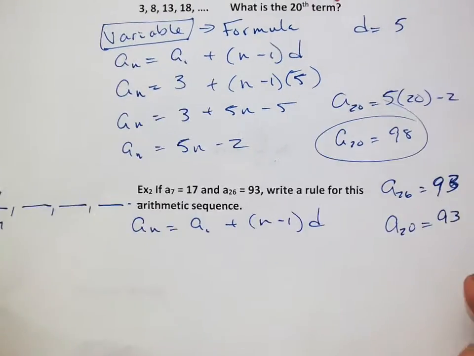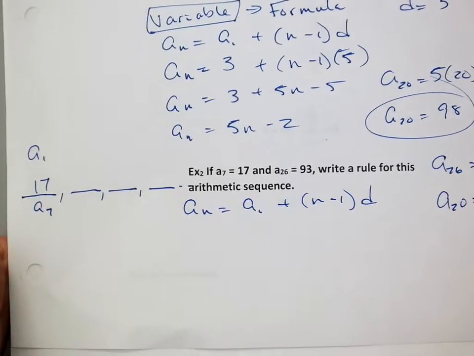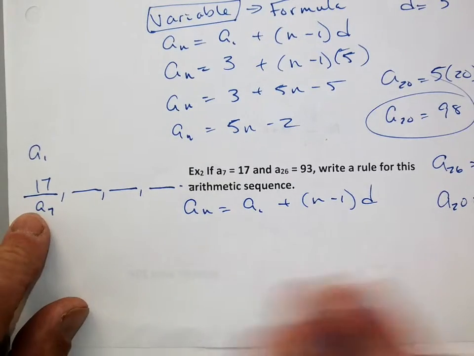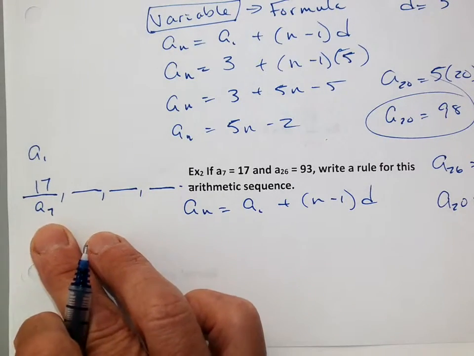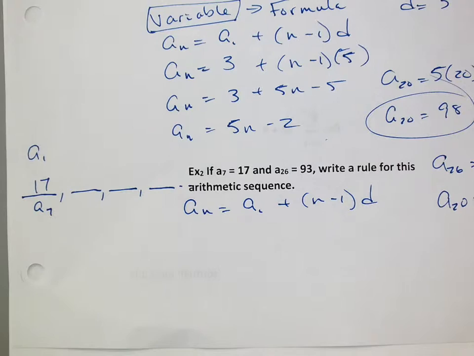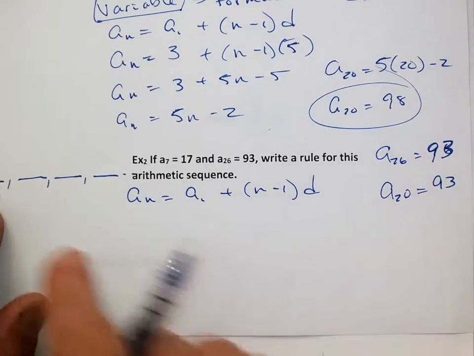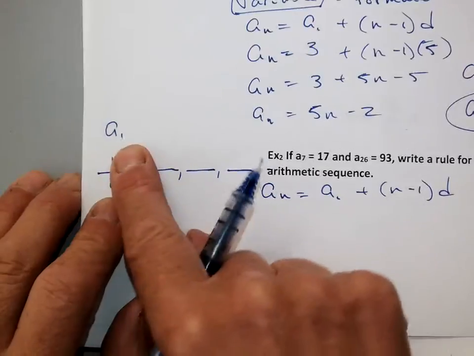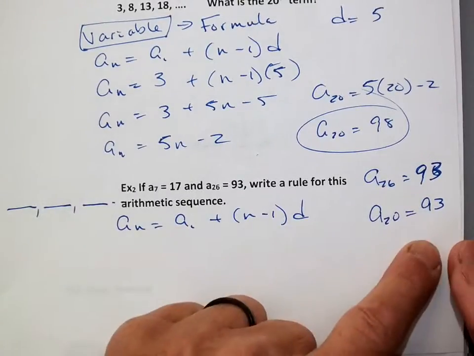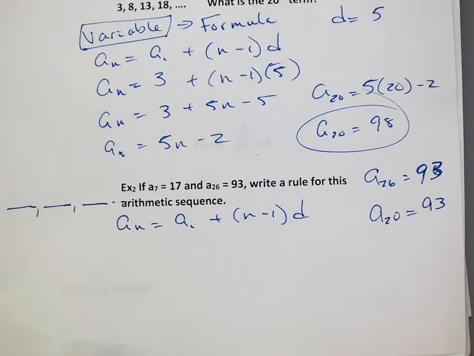Now hopefully I'm making some sense on this, all right? So I took A7 and moved it all the way to A1. I'm shifting the whole sequence, which is going to make A26 shift to A20, because I went back 6 on this one, so I'm going to go back 6 on this one. Now let's take a look at our formula.